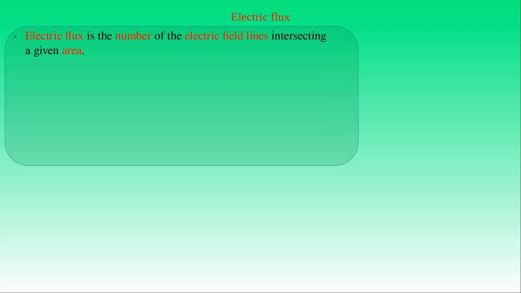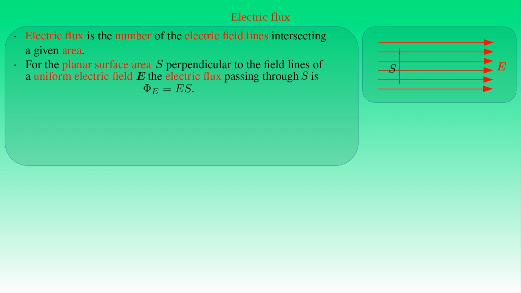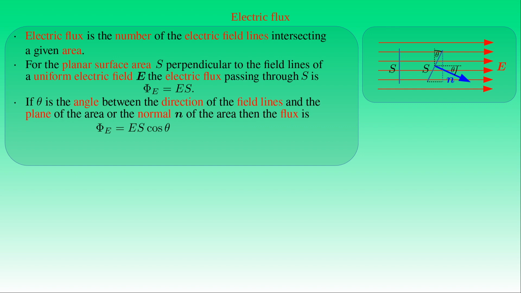If the electric field E is uniform, the electric flux Φ_E passing through a planar surface S perpendicular to the field lines is given by the magnitude E of the electric field, times the surface area S. If θ is the angle between the direction of the field lines and the normal n of the planar area S, then the electric flux Φ_E is equal to E times S times cosine θ, that is E times the area S_perp projected into the direction of the field lines, or equivalently, the projection E_n of the electric field strength on the surface normal n, times the surface area S.